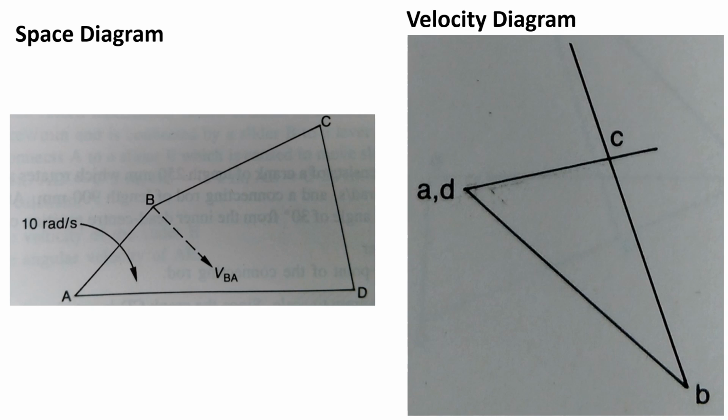Now draw a line perpendicular to CD. It will intersect previously drawn perpendicular line from B. This intersection point is C. Now measure the lengths of vector CB and vector CD on velocity diagram to get the desired output.